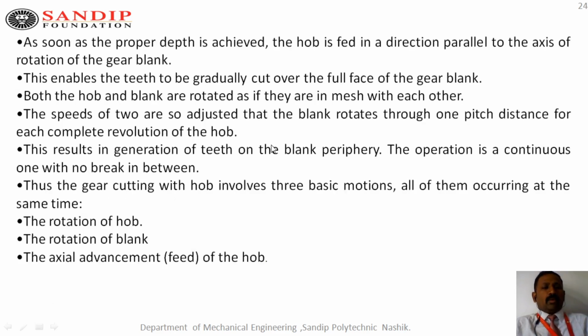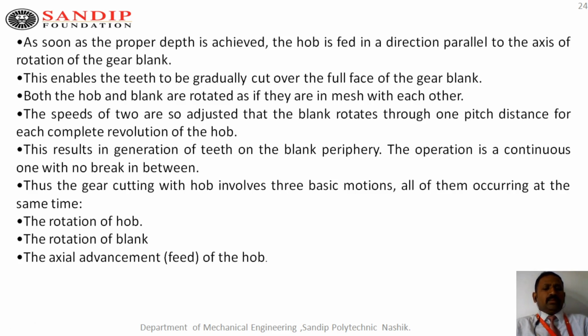So as soon as the proper depth is achieved, the hob is fed in a direction parallel to the axis of rotation of the gear blank. This enables the teeth to be gradually cut over the full face of the gear blank, and both the gear blank and hob also have rotary motion. Now the feed is in the upward direction. As a result, the teeth are generated on the blank periphery, because that operation is continuous.